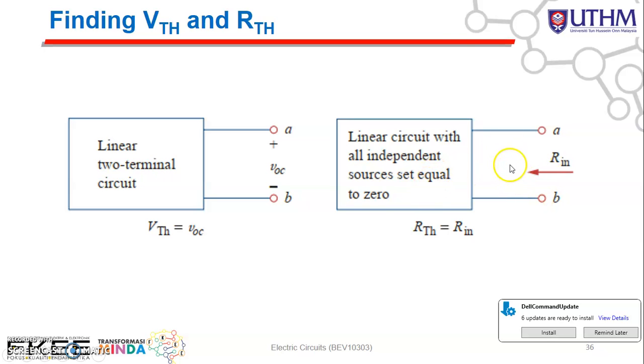And then with your variable load is removed, you just turn off all the independent source and then you set it equal to 0. Okay, so in this case, meaning that the current source, you make it open circuit, and for the voltage source, you make it to become short circuit. Okay, so the R equivalent will be equal to the R Thevenin.